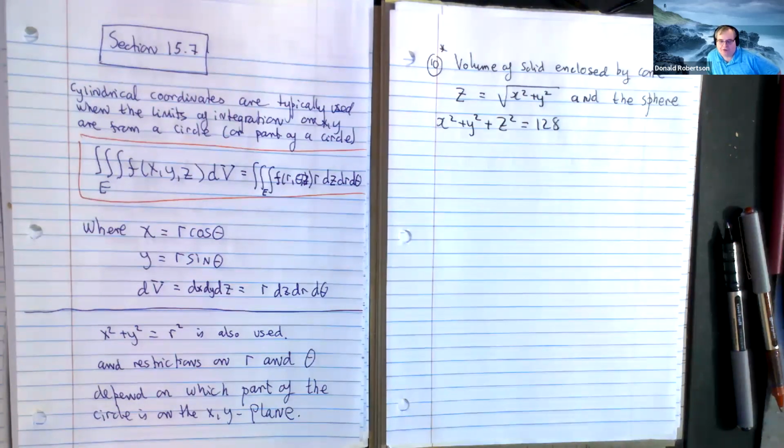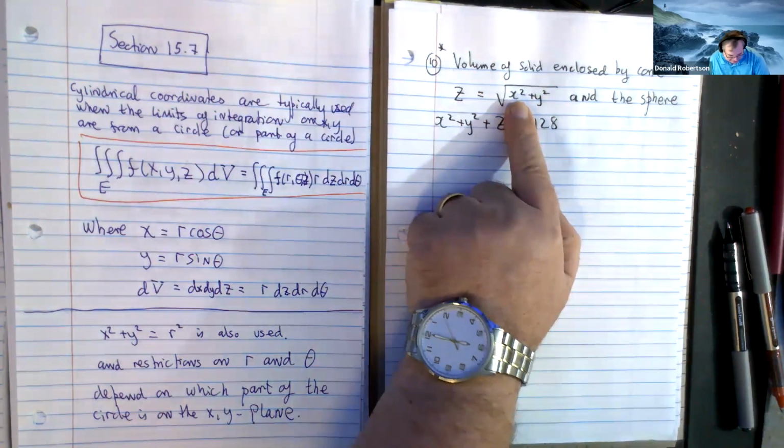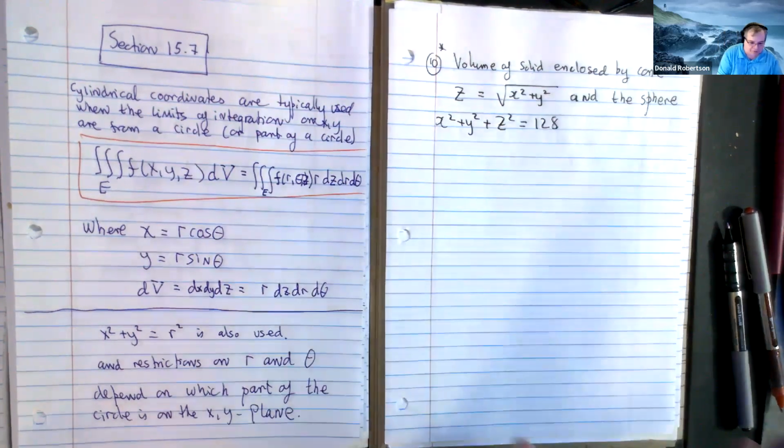Okay, sometimes the wording is worse than it really needs to be, but this one definitely is really messy. Find the volume of a solid enclosed by this guy, which happens to be a cone, and this sphere. So I'm not even going to try it.